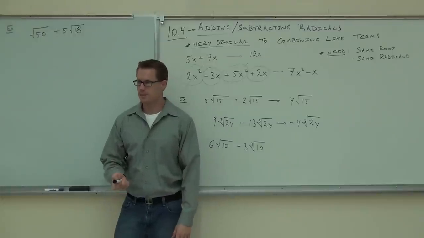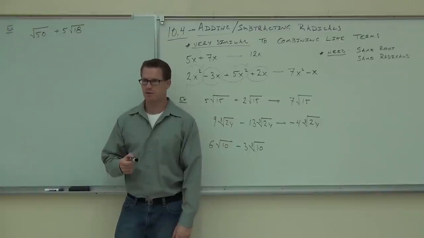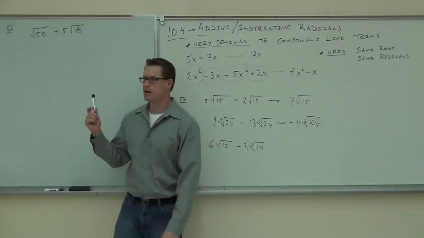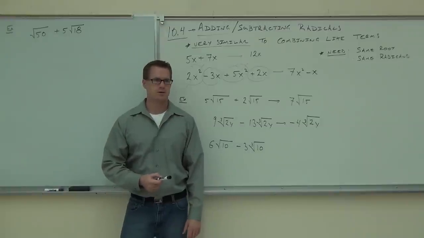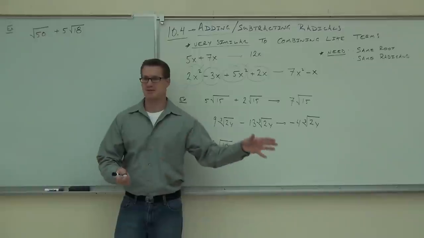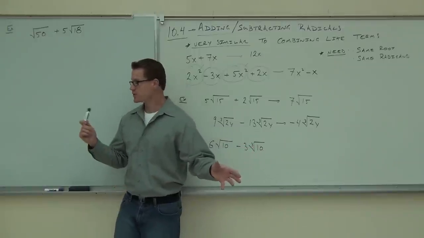Not right now. However, I want you to look at that very carefully. I want you to look at the square root of 50 and the square root of 18 because that's what we have, right? Can you simplify those? Yes. I sure hope so, because we just finished that section. If you can't, I did not do my job right. We should be able to simplify those things.